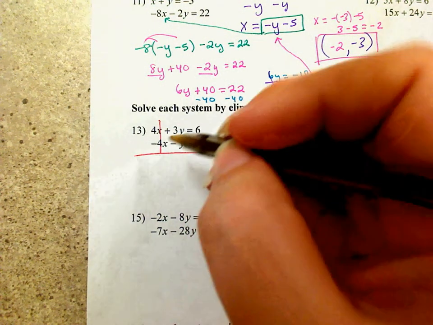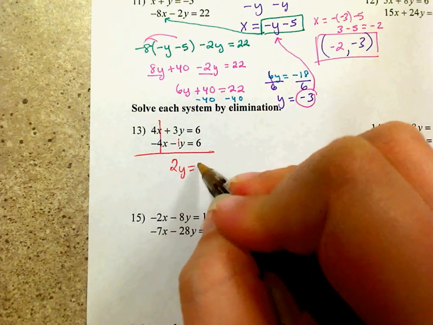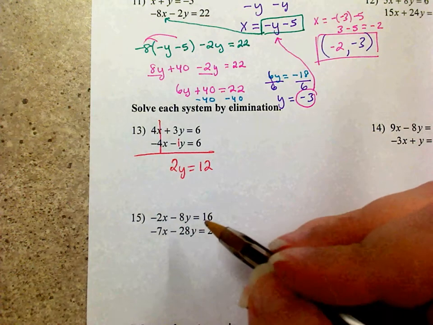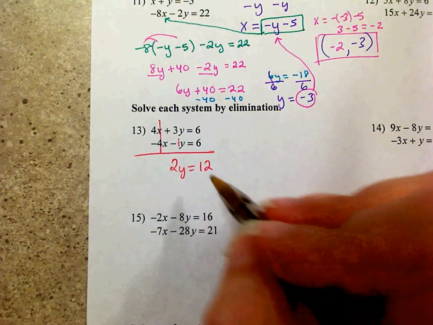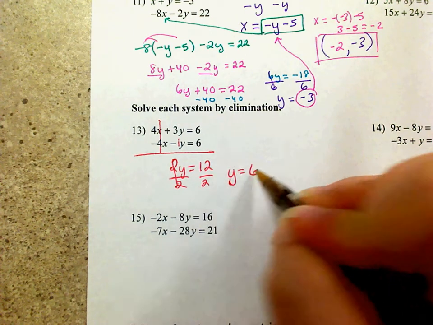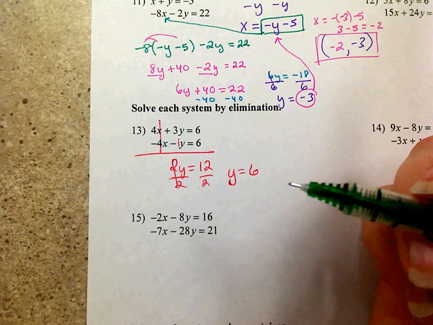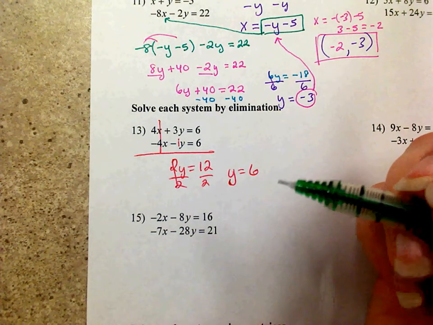2y equals 6 plus 6? 12. I want to solve for y, so what do I do? Divide by 2. So what does y equal? 6. But I need to solve for x, so I take one of the equations and plug in what? Okay, y equals 6. Which one do you want to do, top equation or bottom equation?